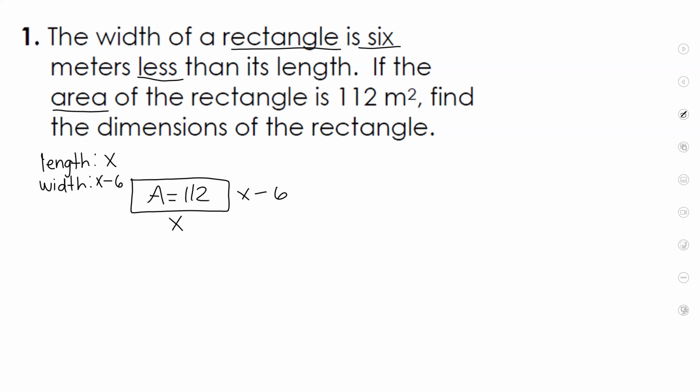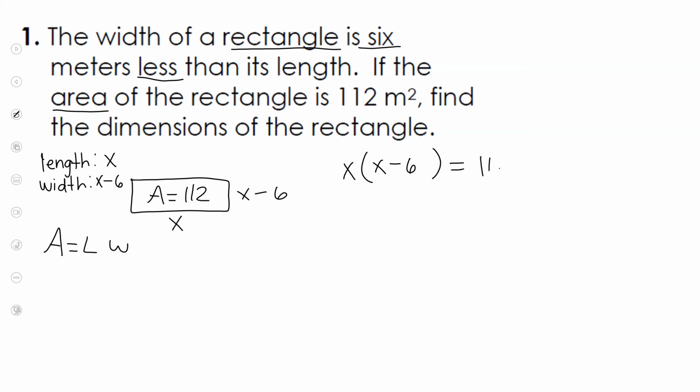So if you remember, to find the area of a rectangle, you do the length times the width. So we're going to go ahead and do that. Your length is X. Multiply it by the width, X minus 6, and that should equal 112. We are going to solve for X. Let's distribute. X times X, that's X squared. X times negative 6 is negative 6X.